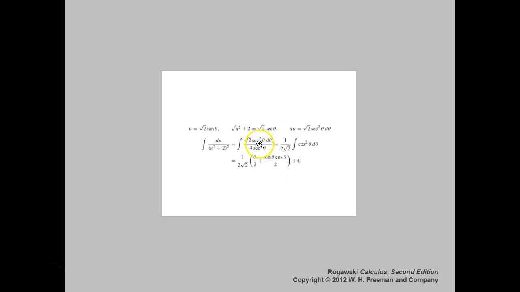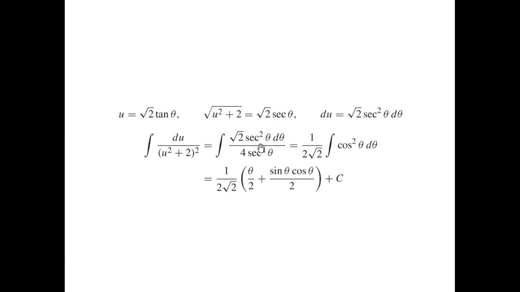Yep. Which is exactly what we did. We let u equal the square root of 2 times tangent theta, and the square root of u squared plus 2. So basically you square this and that gives you 2 tangent squared theta plus 2. Factor out the square root of 2 and that leaves you the square root of tangent squared theta plus 1. That's the square root of secant squared theta, so it's secant theta. Du then would be square root of 2 secant squared theta d theta.